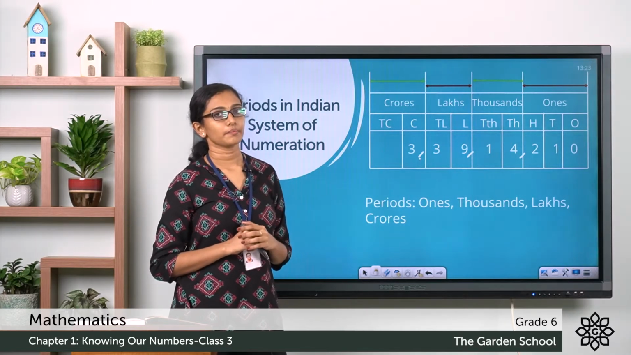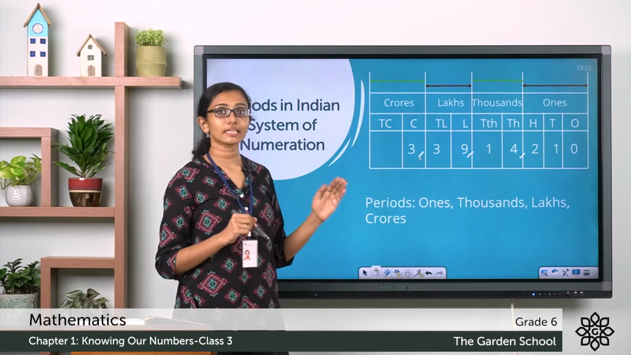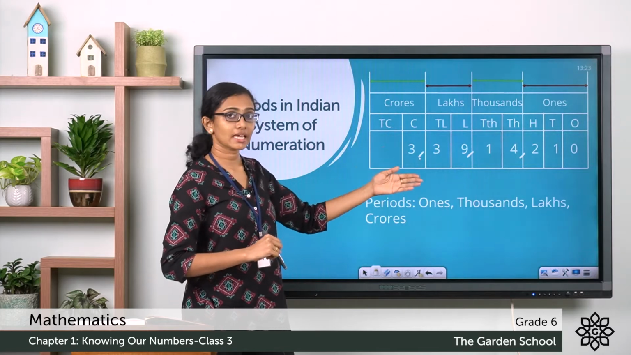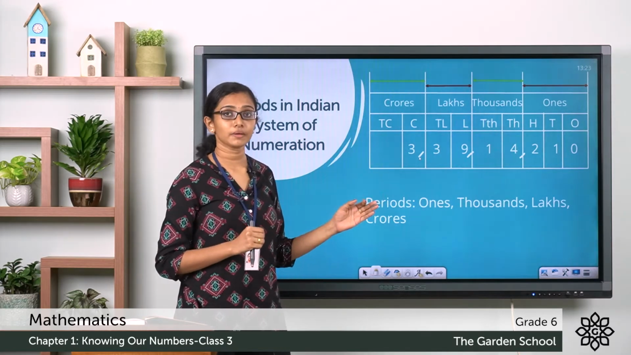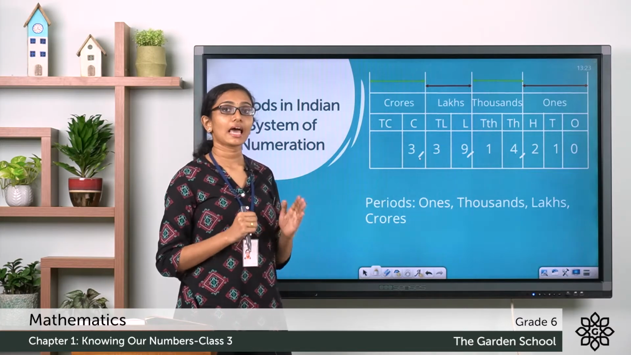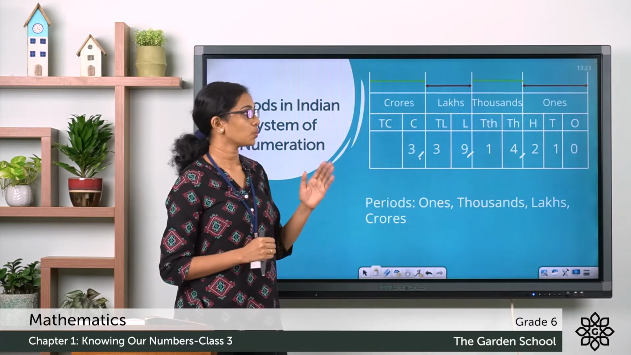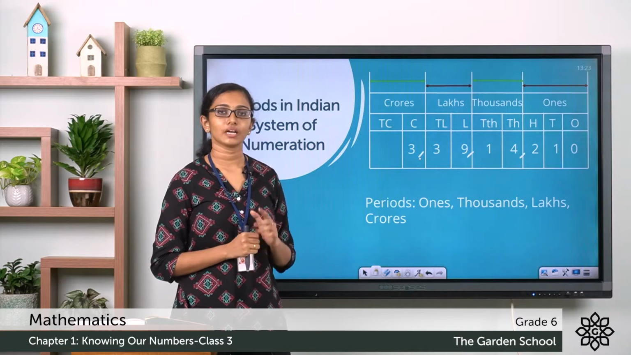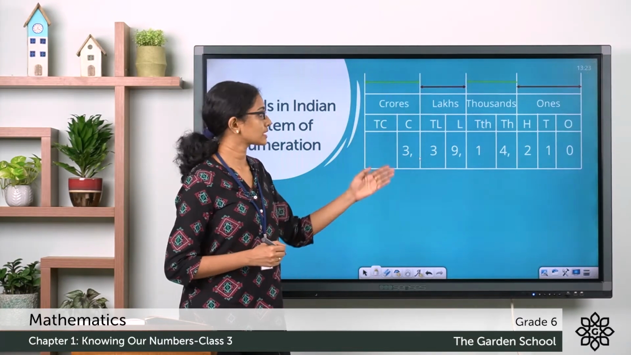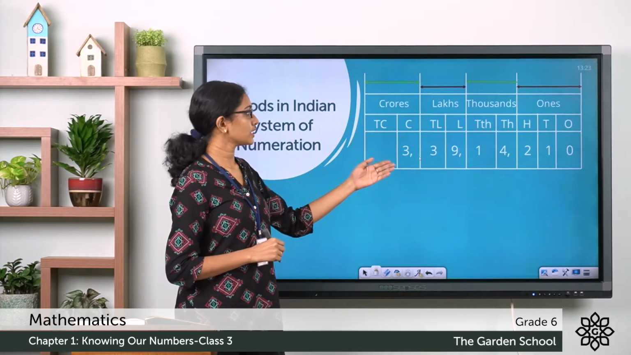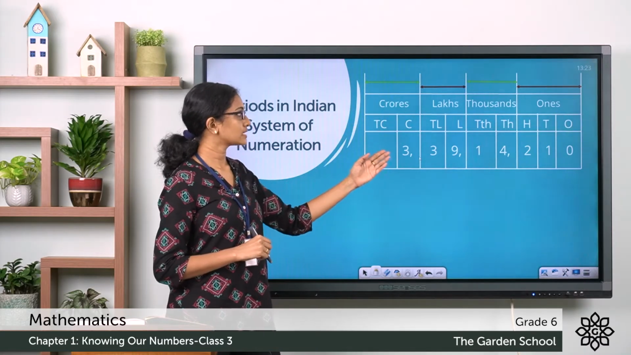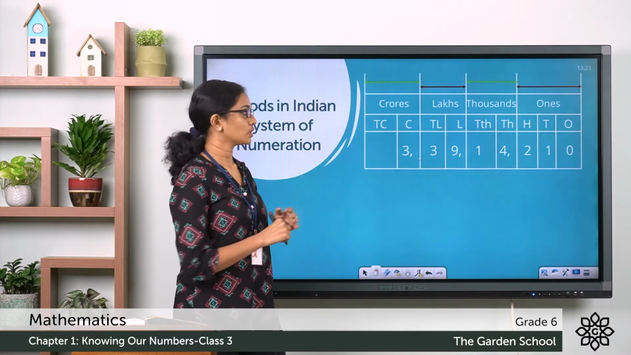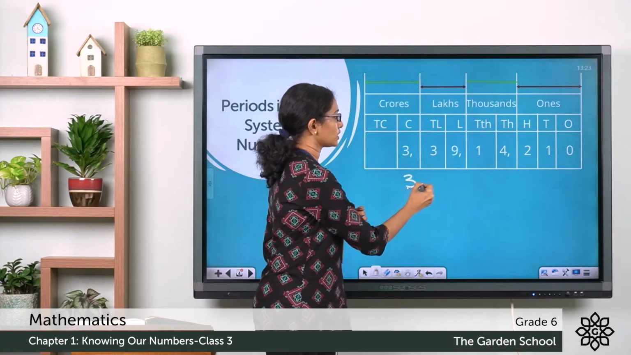How do we read the number? We have to read the digits that come under the same period together. The digits coming under the same period are read together and the name of the period will also be read alongside. Let's see how. You see the digit here, 3. 3 comes under the crores period. So it will be read as 3 crores. So here we have 3 crores.